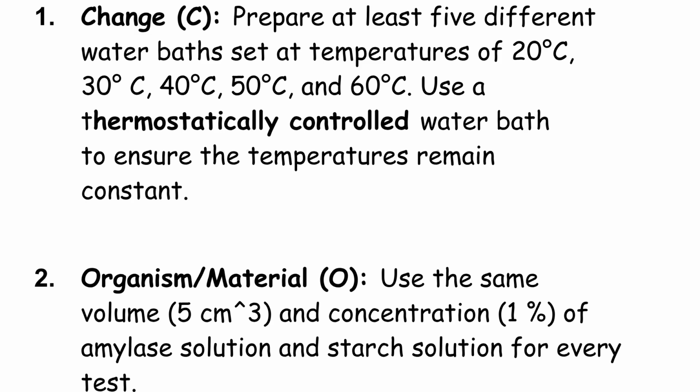Next, we will go through a model 6-mark answer, detailing the steps of the experiment. For change C, prepare at least 5 water baths at different temperatures, using a thermostatically controlled bath. For organism/material O, use the same volume and concentration of amylase and starch solution for every test.